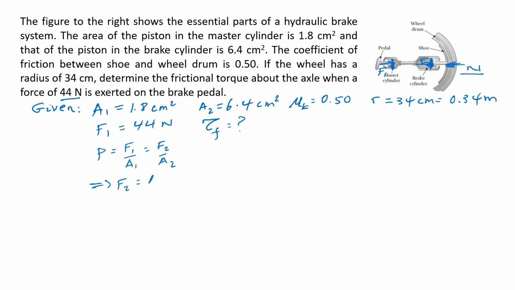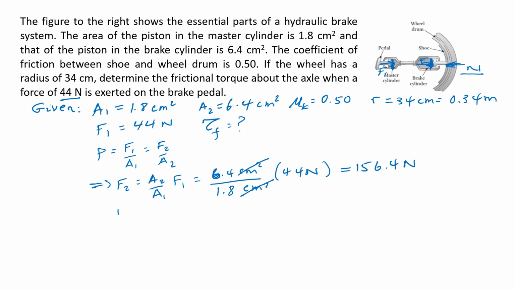Alright, so we can rearrange this equation for F2. F2 will be A2 divided by A1 multiplied by F1. A2 is 6.4 centimeters squared, divided by 1.8 centimeters squared, times F1, which is given to be 44 newtons. Centimeter squared goes with centimeter squared. 6.4 divided by 1.8 times 44 is 156.4 newtons.